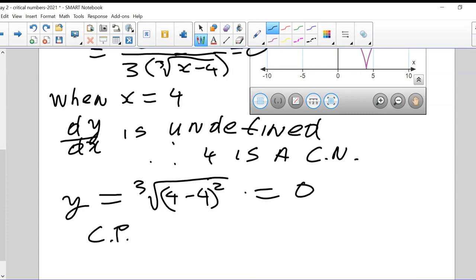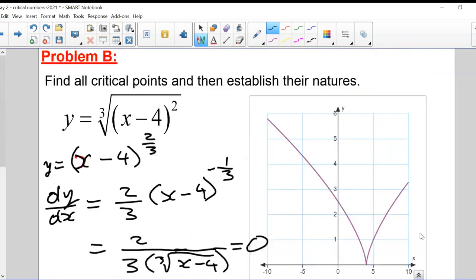So here's my CP now. My CP is 4, 0. My critical point is 4, 0. My critical number, let me say that again, my critical number is 4. Putting 4 into the original equation gives us 0, very clearly. So my critical point, which is now my x and my y, is 4, 0. All right, that's my critical point. So the next question is, now we can see clearly from the graph that it is a minimum point.